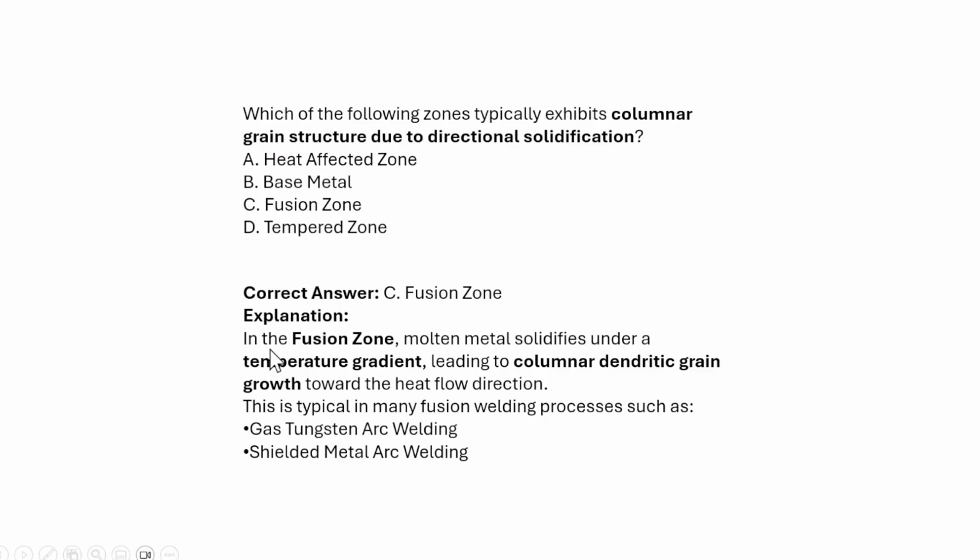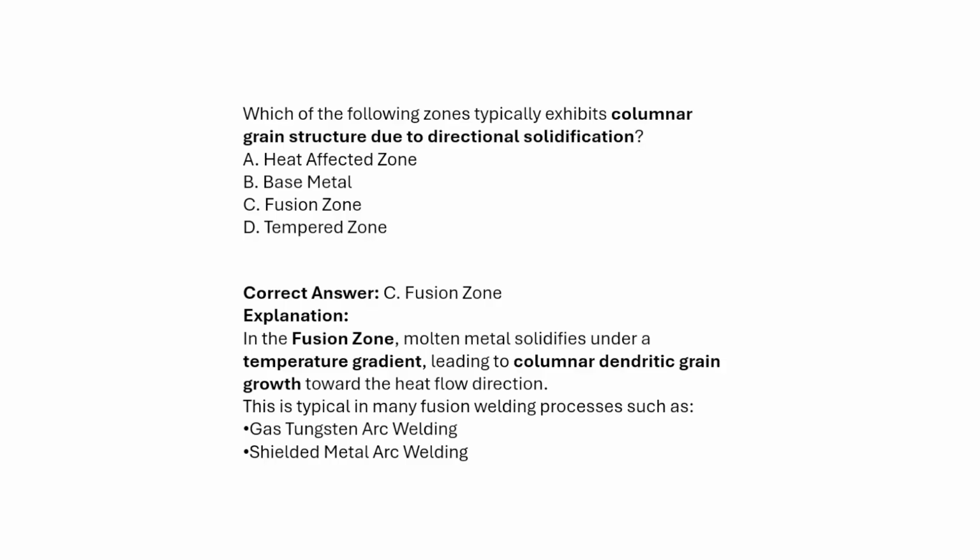So in the fusion, the answer will be the fusion zone. In the fusion zone, molten metal solidifies under a temperature gradient, which leads to columnar dendritic grains. In the welding process, the temperature reaches thousands of degrees in a fraction of a second, and it then cools to a very low temperature, also in a fraction of a second.